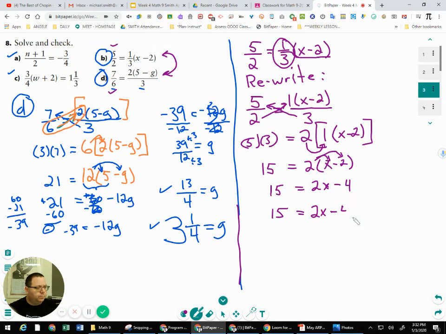Okay, so we've got subtract 4 from both sides. You got to deal with the constant first. And so you're going to add 4 to both sides. Boy, the 4s are driving me crazy today. You're going to add 4 to both sides and you get 19. 19 is equal to 2x. Divide both sides by 2.